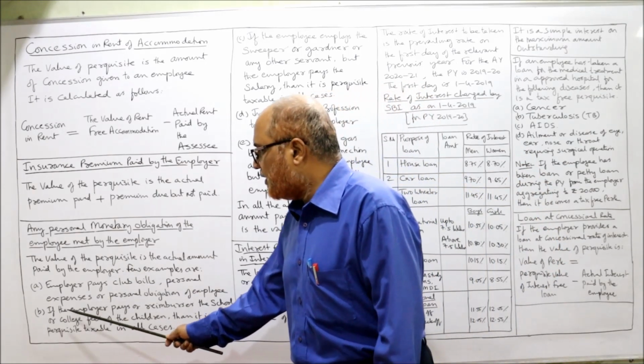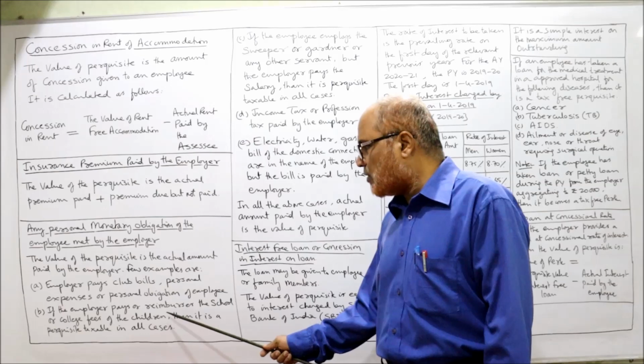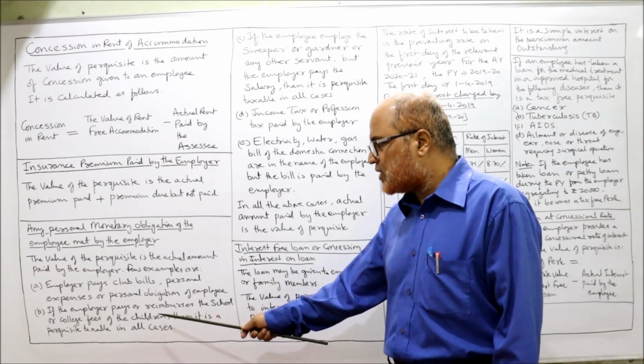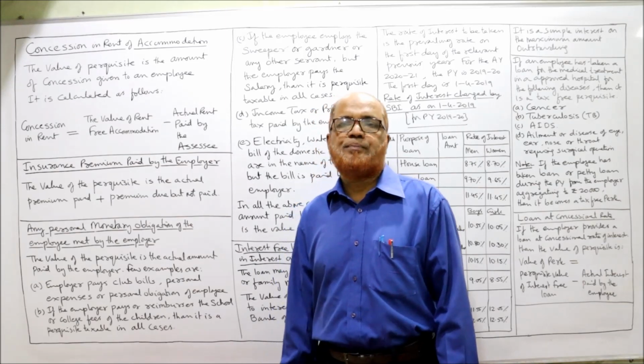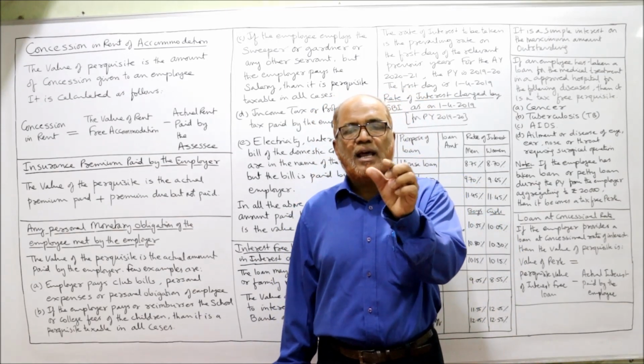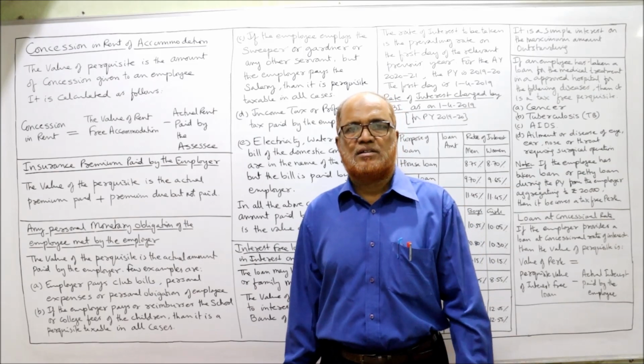Next one is, if the employer pays or reimburses the school or college fees of the children, then it is a perquisite taxable in all cases. See here, children education allowance is different.